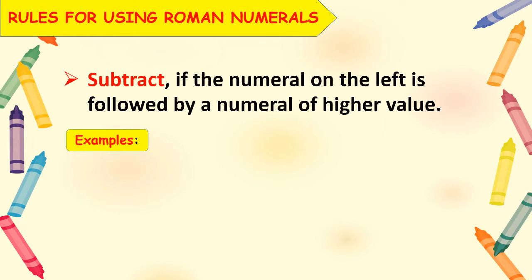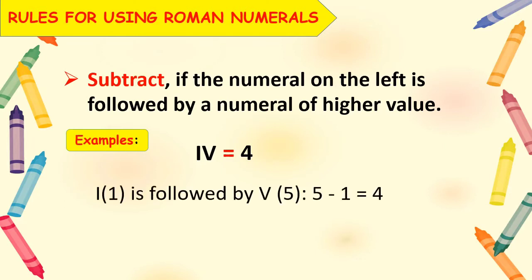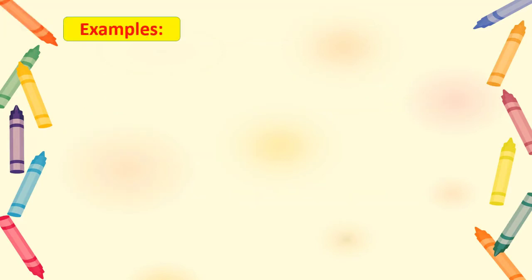Subtract. If the numeral on the left is followed by a numeral of a higher value. Example, IV is equal to 4. I is followed by V, which is 5. 5 minus 1 is equal to 4.